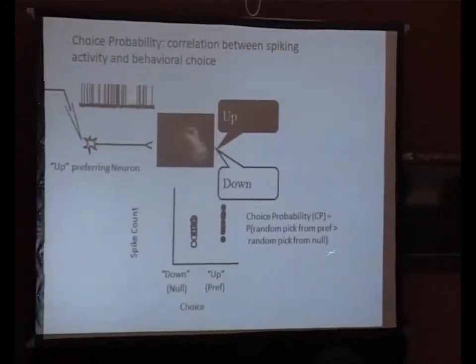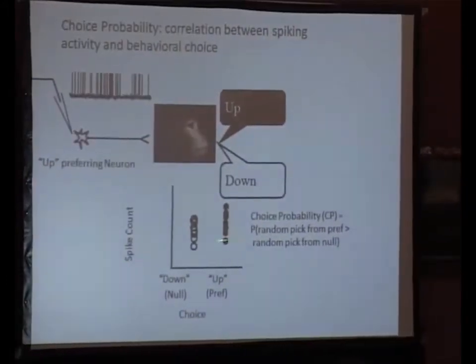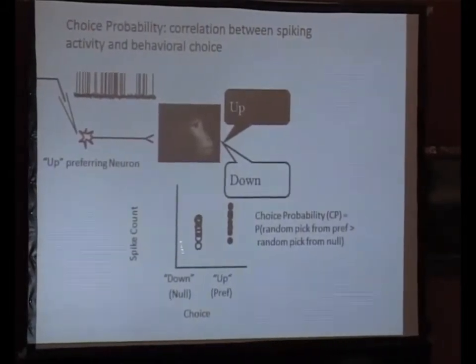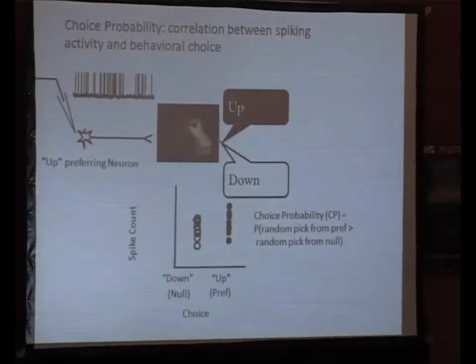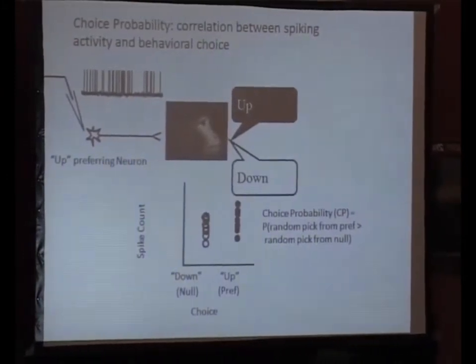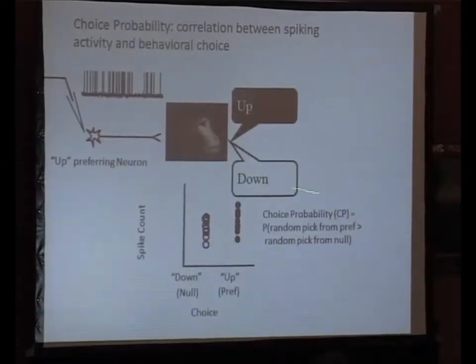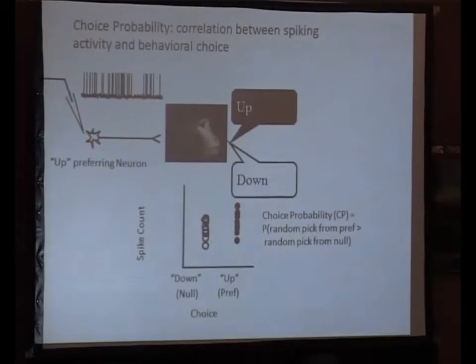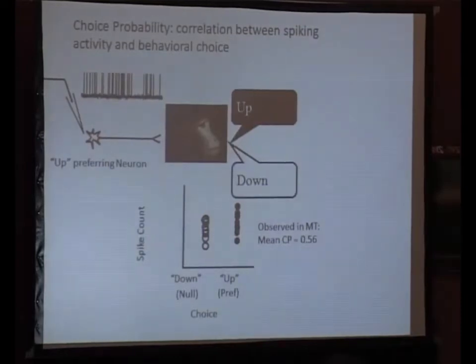It's conceptually very simple. It's simply the probability that if you take a random pick from the distribution associated with one choice, it's larger than a random pick from the distribution associated with the other choice. For that reason, this is equivalent to the probability with which you will correctly predict the monkey's choice knowing the spike counts in your neuron. The value observed in the original study, and very typical for many of these, was 0.56. So it's a subtle but consistent relationship between the firing rate of the neurons and the animal's choice.